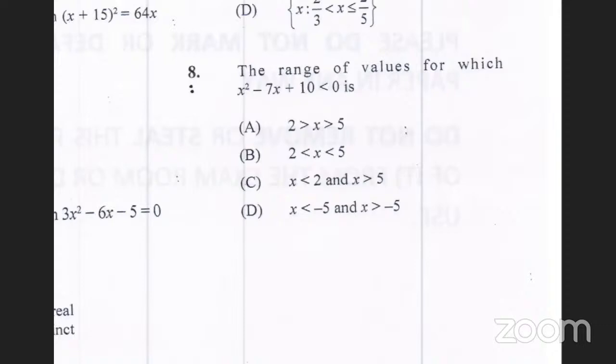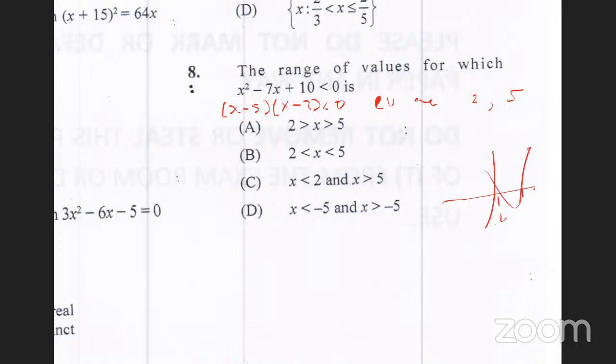The range of values for which x squared minus 7x plus 10 is less than 0. So first thing you do, you get critical values. I think that should be 5 and 2, right? So the critical values are 2 and 5, right? Remember, this is a minimum, 2, 5, all the values in between. So all the values in between 2 and 5, right? That's it.